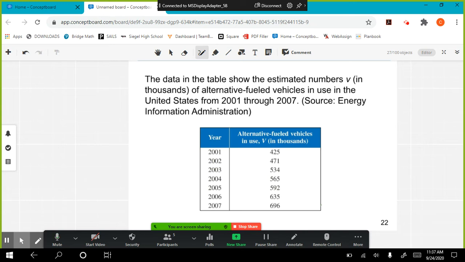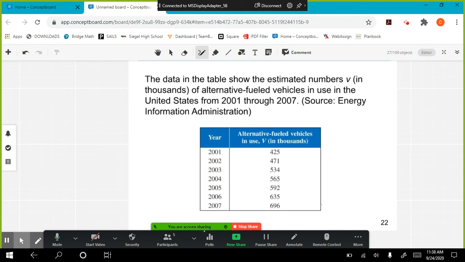Well, actually, this is a different one. This says the data on the table shown is the estimated number V, in thousands, of alternatively fueled vehicles in use in the United States from 2001 through 2007. So in 2001, there were 425,000 hybrid vehicles. By 2007, it was up to 696,000 hybrid vehicles or electric vehicles or whatever. So that's our data.